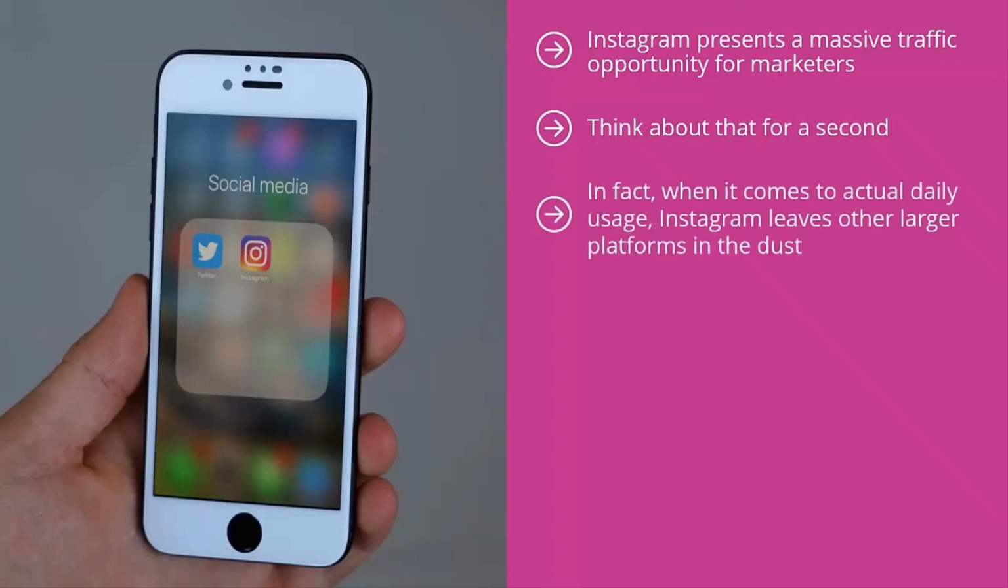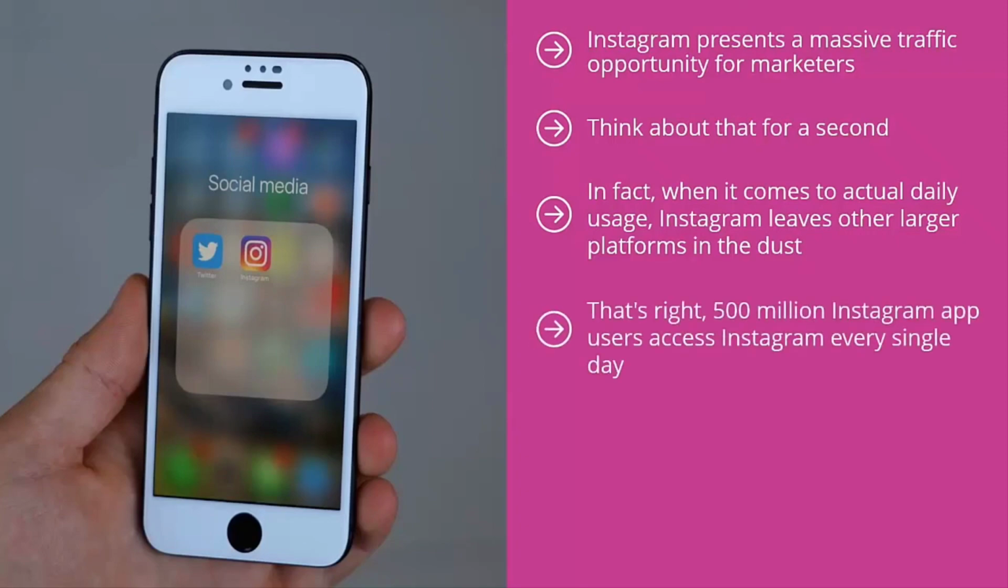In fact, when it comes to actual daily usage, Instagram leaves other larger platforms in the dust. These other platforms may have a lot more users, but in terms of daily use, Instagram can boast over 500 million users. That's right. 500 million Instagram app users access Instagram every single day. That's a lot of content consumption. That's a lot of likes, comments, hashtags, and what have you.